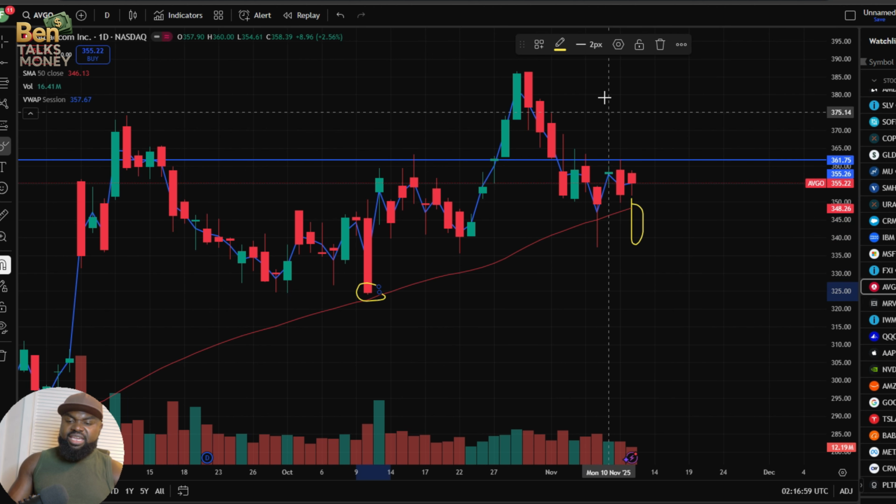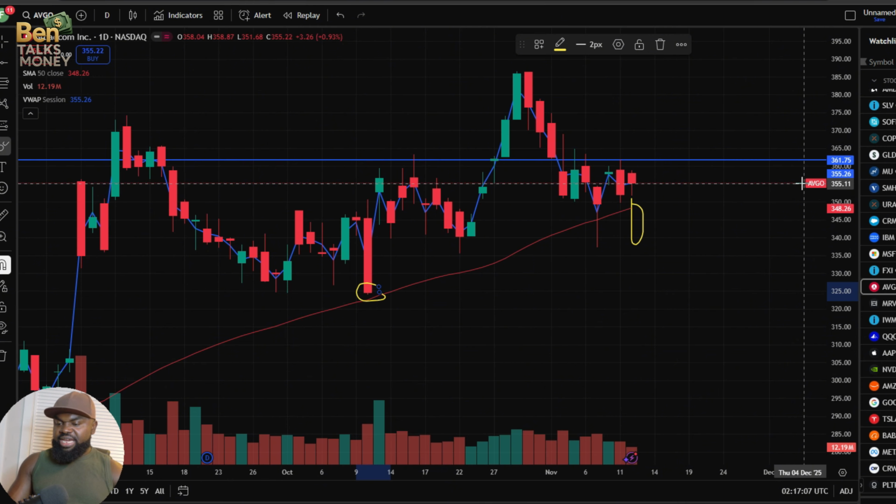Look at here too. If the candle closes below it, that's you out. And I'll show you an example where the stock actually broke below the 50-day. But before that, let's take a look at another one. Let's take a look at SoFi.